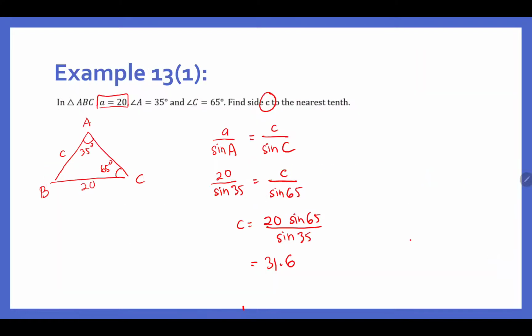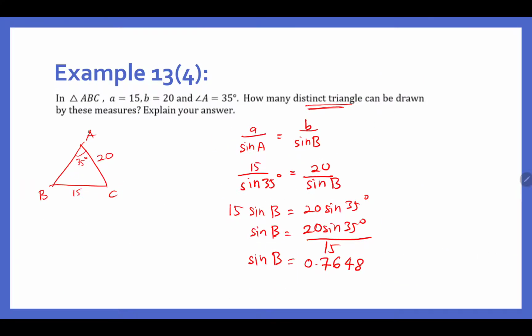Okay, balik semula dekat slide tadi. Bila cari nilai B, tekan calculator, tekan shift sin 0.7648. So, you will get the angle of 49.8892. Tapi, ini bukan jawapan dia yang betul. Kita kena consider this angle 49.8892 in the first quadrant and also in the second quadrant.